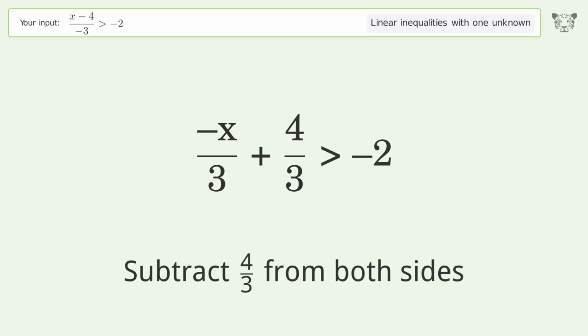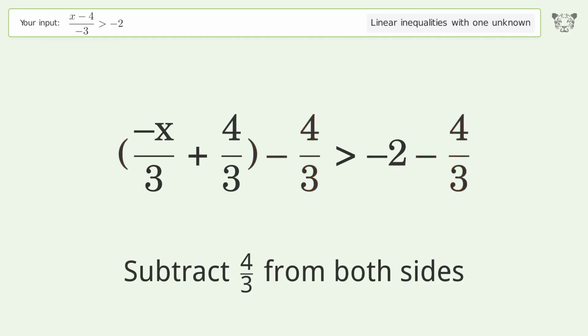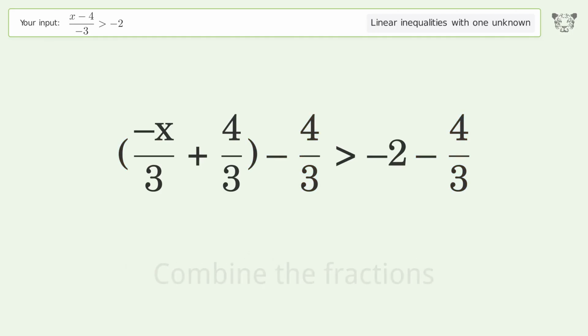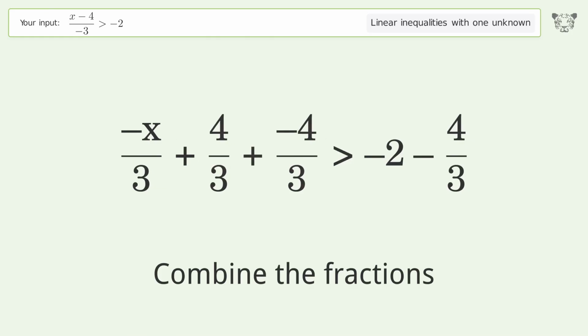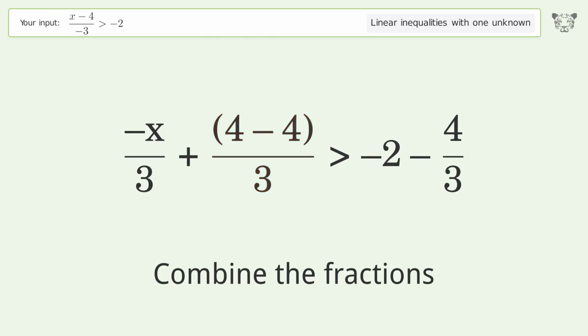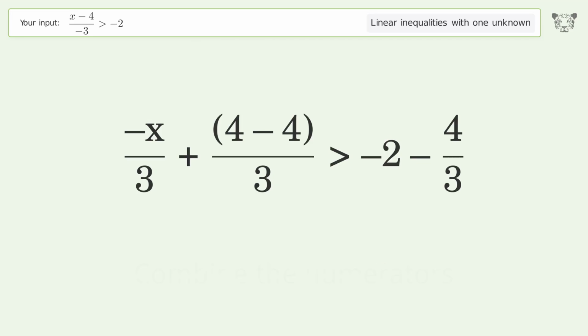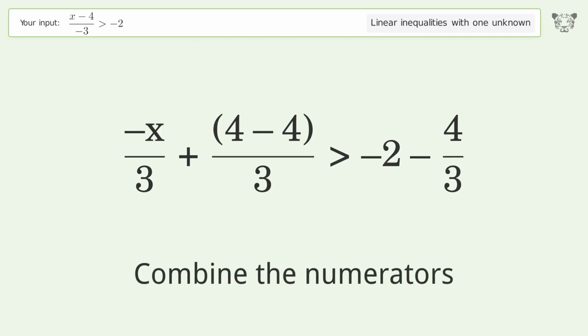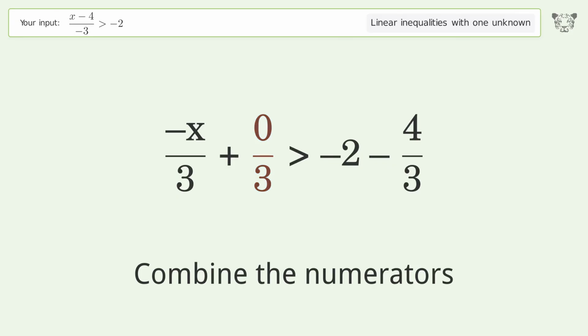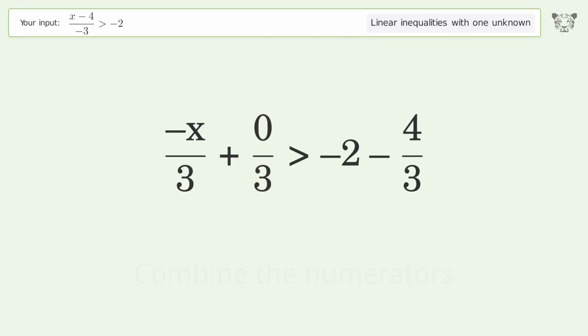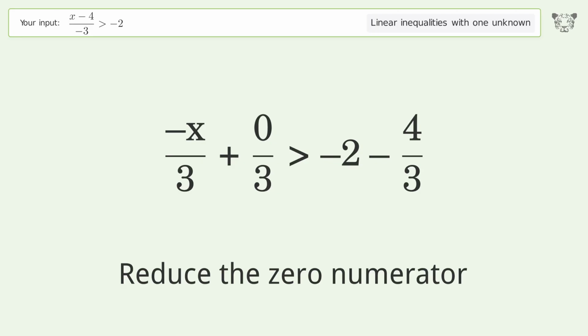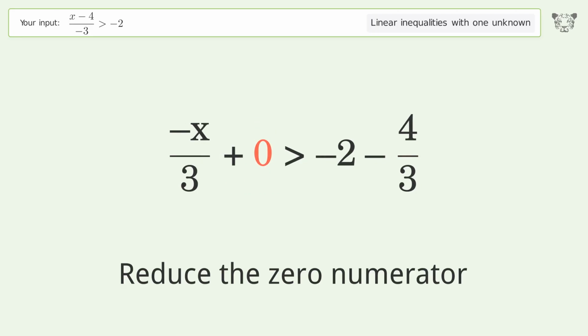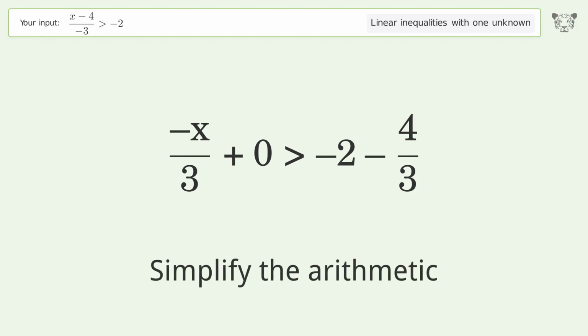Subtract 4 over 3 from both sides. Combine the fractions. Combine the numerators. Reduce the zero numerator. Simplify the arithmetic.